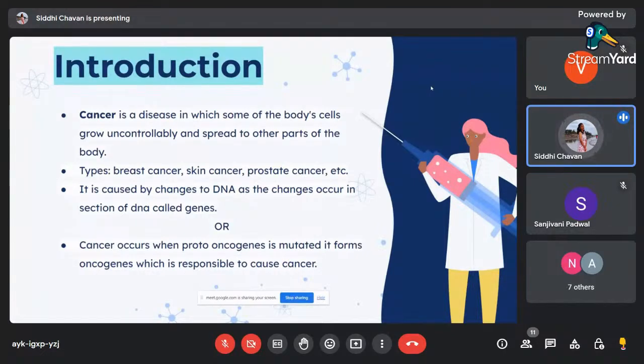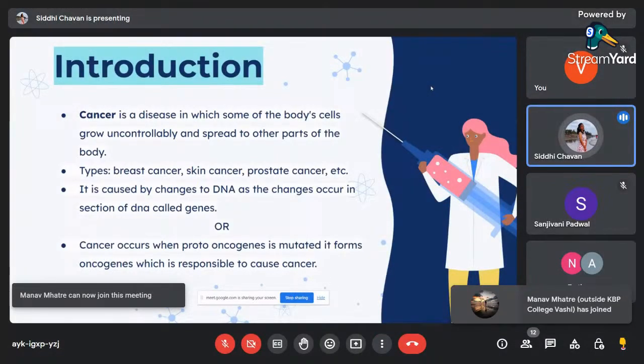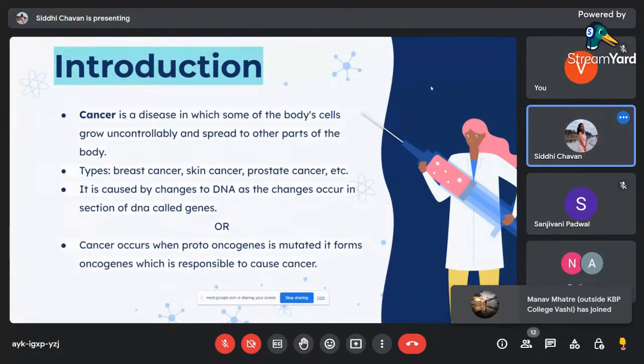Well, cancer is a disease in which some of the body cells grow uncontrollably and spread to other parts of the body. There are various types of cancer, such as breast cancer, skin cancer, prostate cancer, and etc. Well, cancer is caused by changes to DNA, as these changes occur in the section of DNA which is known as genes. Or in other words, we can say that cancer occurs when proto-oncogenes are mutated. It forms oncogenes, which are basically responsible for causing cancer.